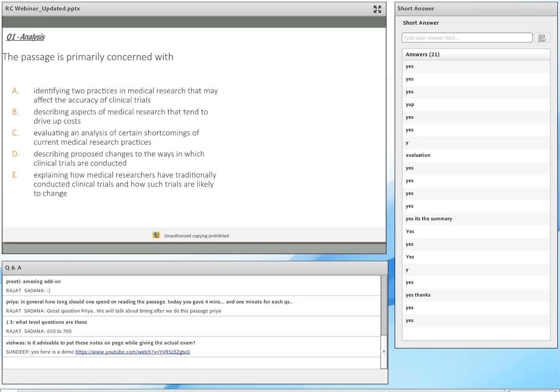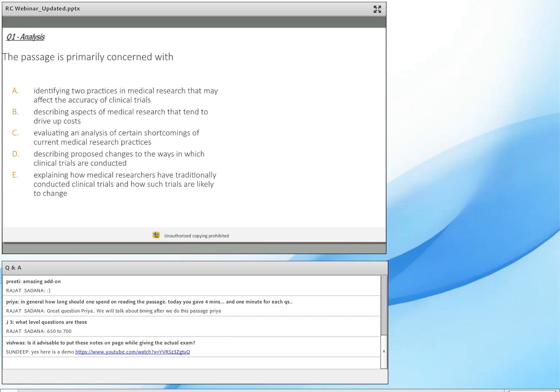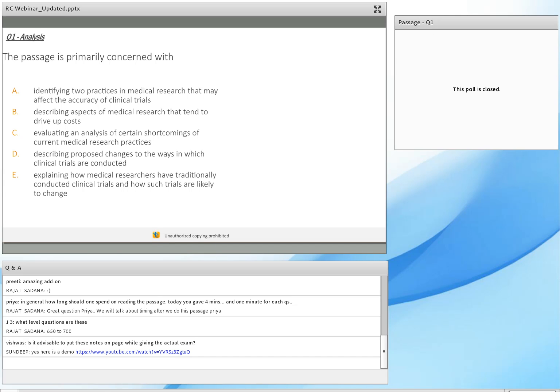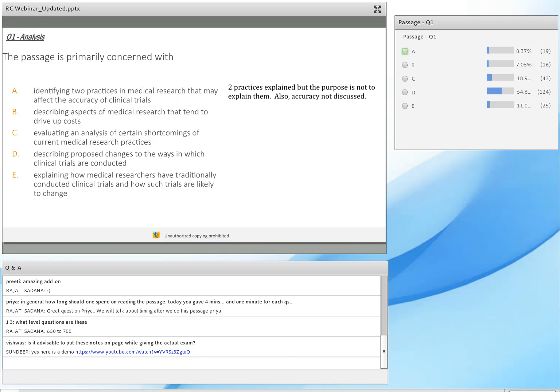So I'm going to now show how you guys polled over here. 54% of you chose choice D, which is the correct answer. Choice A says identifying two practices that may affect the accuracy of trials. The accuracy part is absolutely wrong over here. I would reject it for that.